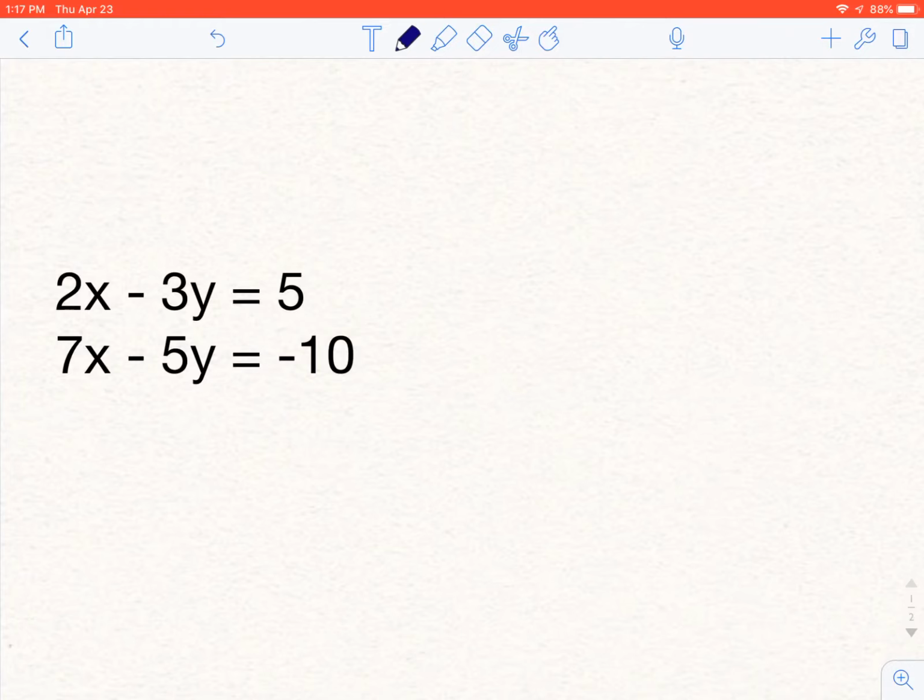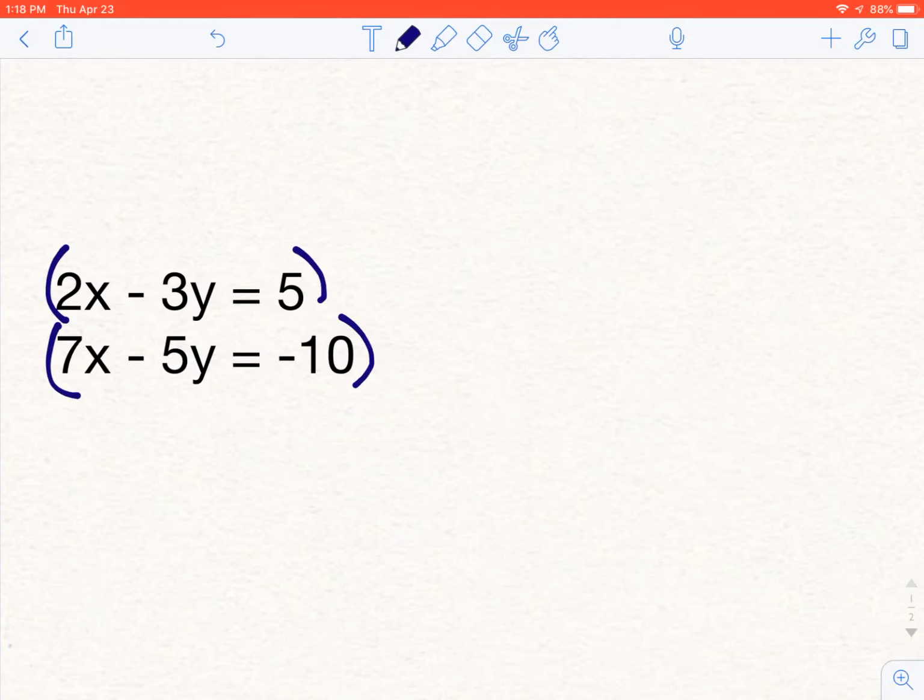This one is not so nice because notice the x's are not opposites and the y's are not opposites. So I'm going to have to multiply both equations by something. The question is, do I want to get rid of the x's or the y's? Makes no difference. Since x is in front, I'm going to get rid of the x's. So I ask myself, what number do both 2 and 7 go into? And I say, oh, that's 14.